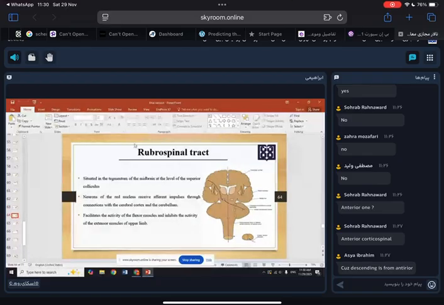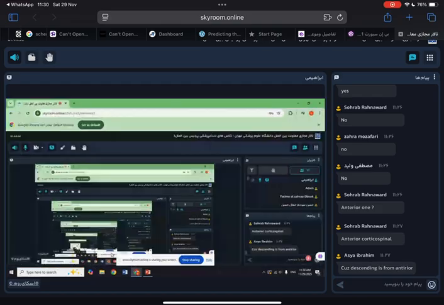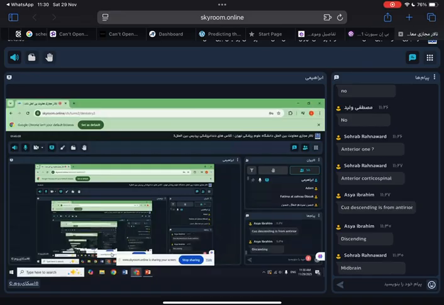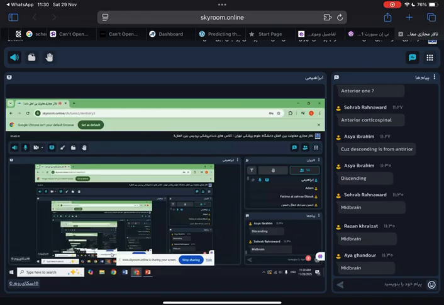The next one is rubrospinal tract. The rubrospinal tract starts from the red nucleus. The red nucleus is located at which part? Yes, Sohrab said true. It is located at the midbrain. Yes, Razan, they said true. The red nucleus is located at the midbrain.